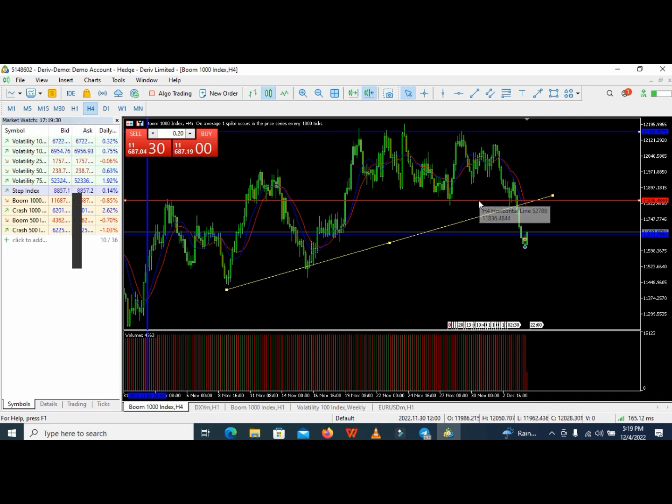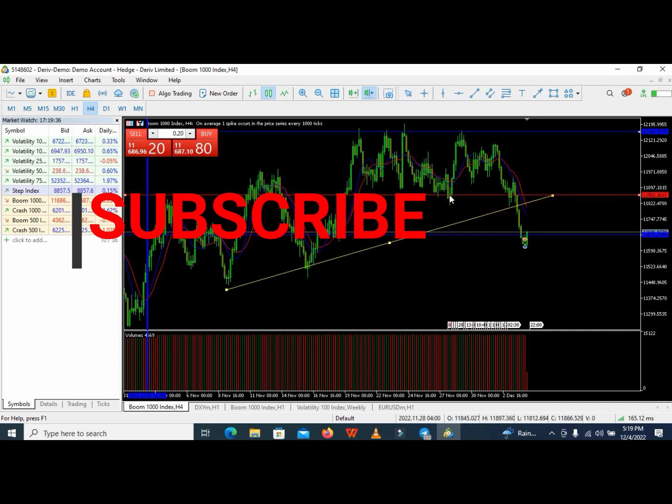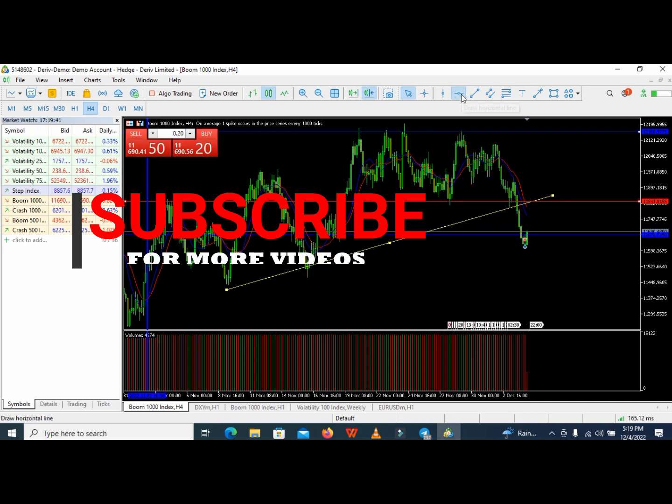Then you have your support here, and you have your resistance at the top here. So these are the things that you have to consider when placing your trade. Now you can come and draw another one here. Realize that the market still has not gotten to this previous support.